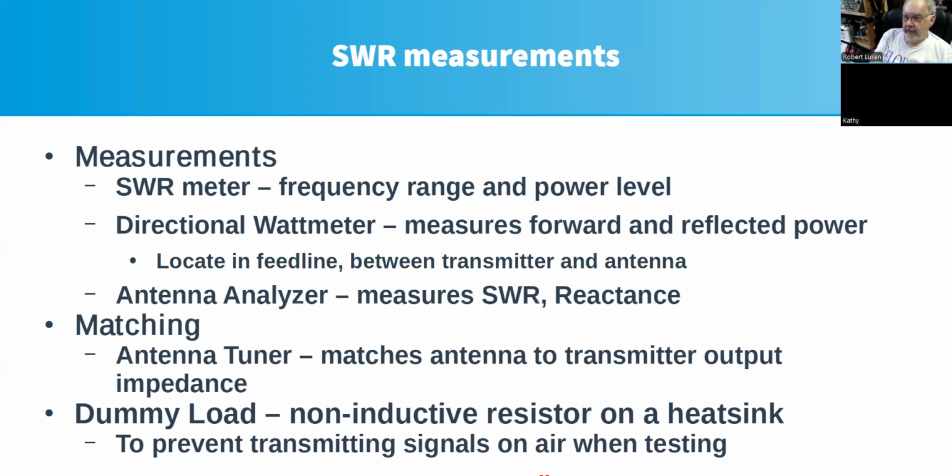And if your transmitter has a tuner in it, it may be showing you an SWR of 1-to-1, but your external SWR meter might be showing a much higher number.